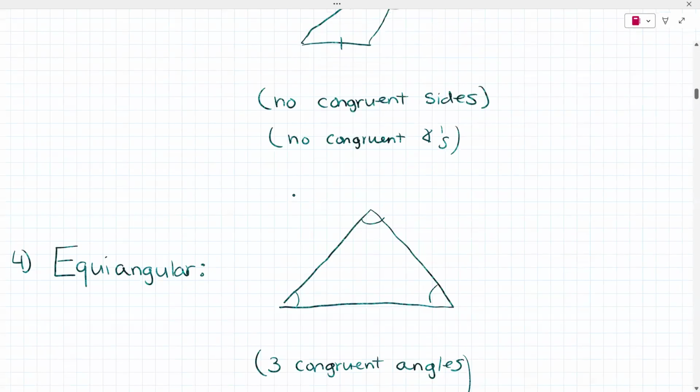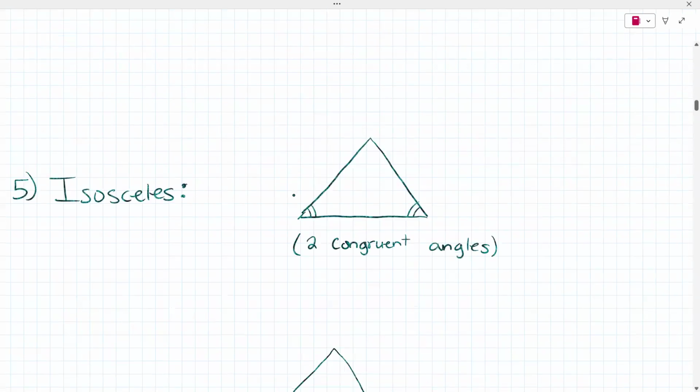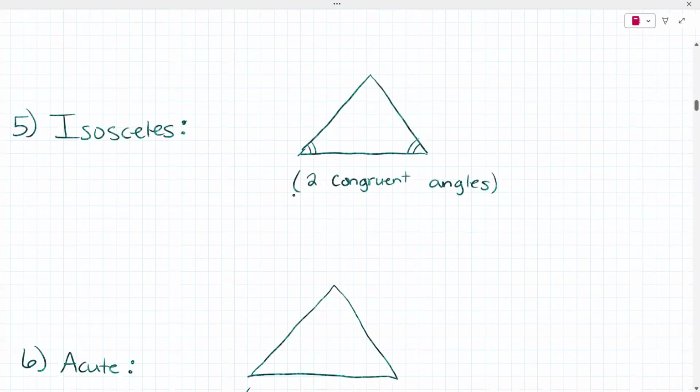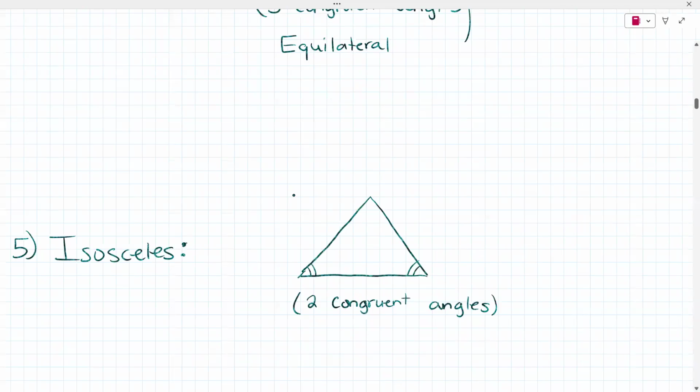Equiangular is related to equilateral. They're like the same thing. In an equiangular triangle, all three sides are congruent. That's it. And in isosceles, it just means you have two congruent angles, and you also have two congruent sides.